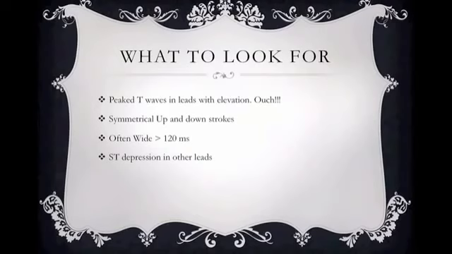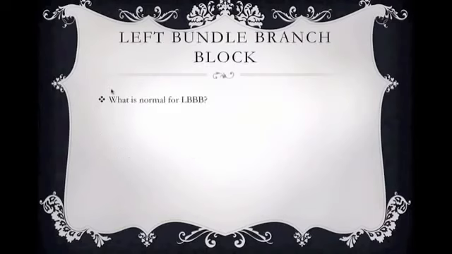They are symmetrical up and down strokes. Your QRS complex will sometimes be wide, usually greater than 120 milliseconds, and we might see some ST depression in other leads. That could be normal. All right, so that is our hyperkalemia.